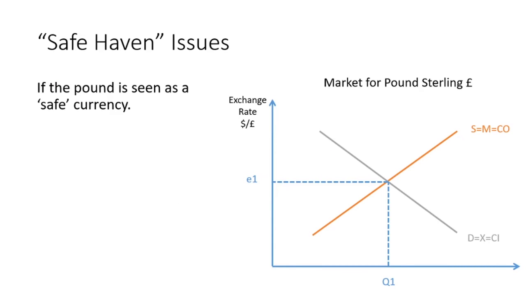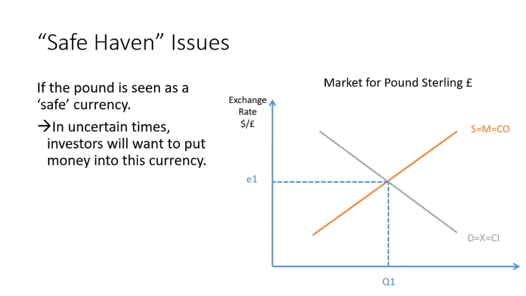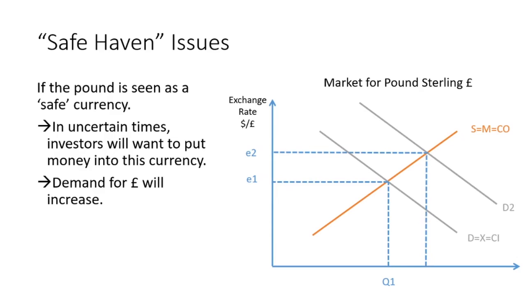Another factor that determines exchange rates are safe haven issues. If a currency, say the pound, is seen as a safe currency, then in times of uncertainty, investors will want to put money into this currency. As a result, demand for the currency will rise. We see a shift to the right in the demand for the currency, and so therefore the currency appreciates.